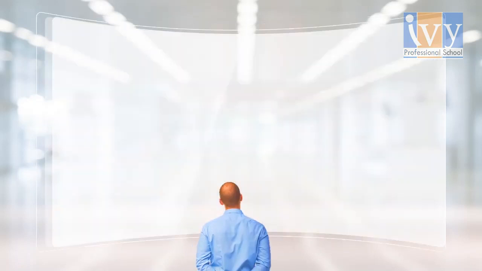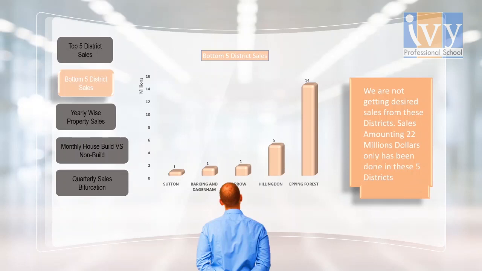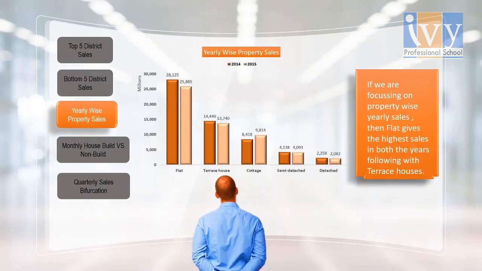If I show you the bottom 5 district sales, these are my bottom 5 district sales. As we are not getting the desired sales from these 5 districts, sales amounting to $22 million have been done in these 5 districts. If I show you the yearly wise property sales, so these are the yearly wise property sales. If we focus on property wise yearly sales, then flat gives the highest sales in both the years, followed by the terrace houses.